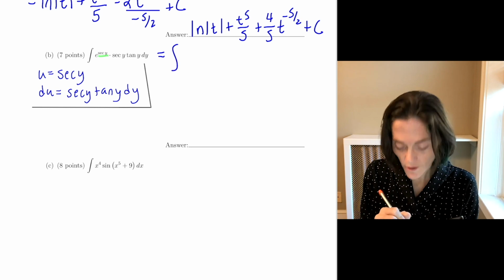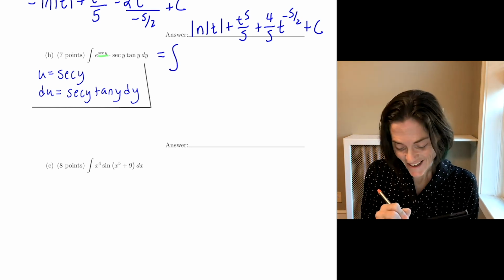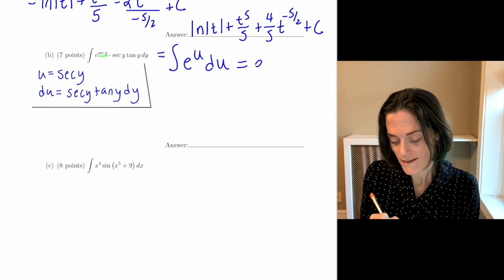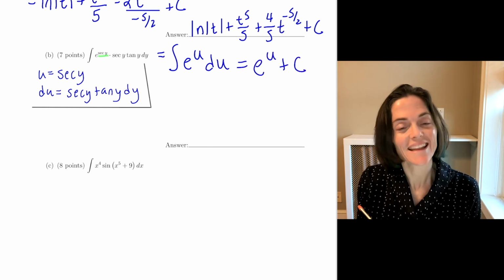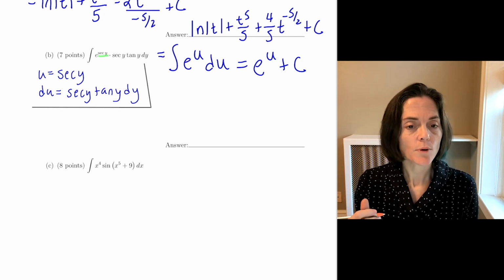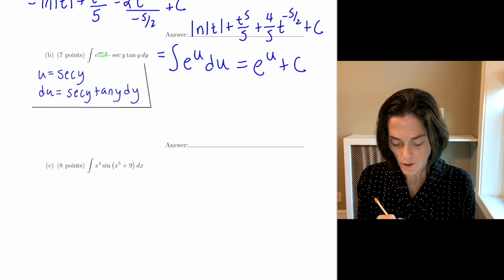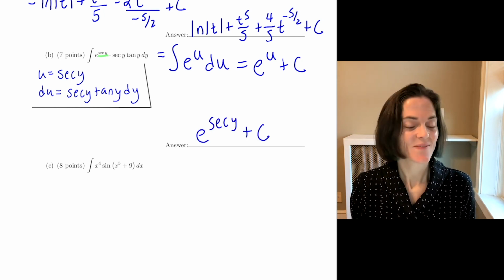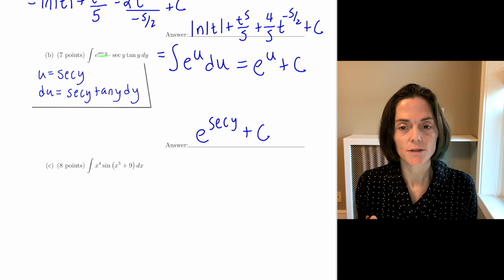Now we have an integral. This is e to the u du. Okay, integrate. When we integrate e to the u, we have e to the u plus c. Final step, go back to y. So we have e to the secant of y plus c. This was integration by substitution.